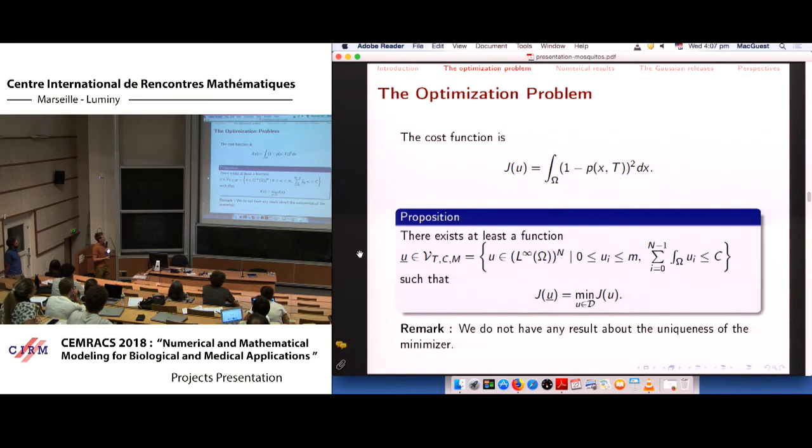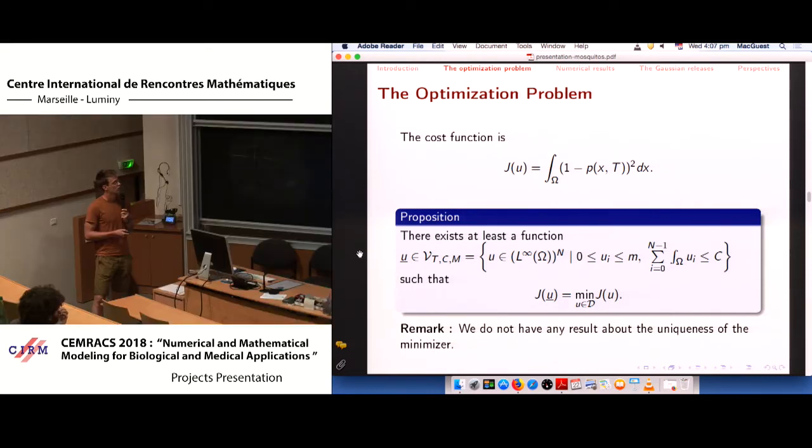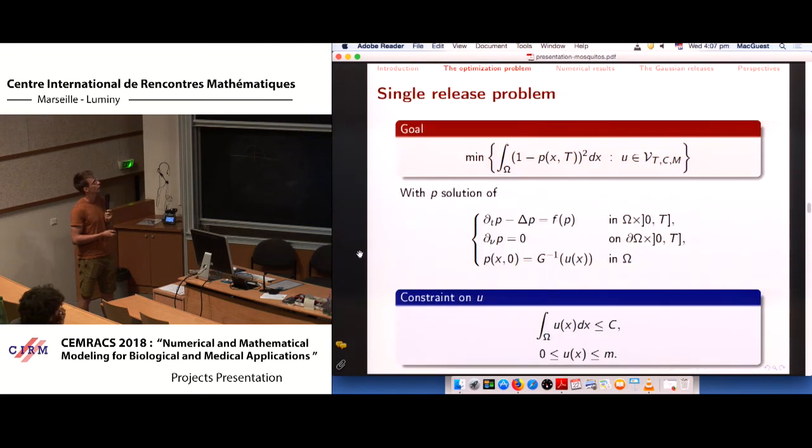Fortunately, there exists a solution, a minimizer of J, in the set of functions that we consider, but we do not have any result about uniqueness. And for symmetry reasons, I think that it's not true. And so, to sum up what I've said, the goal is to minimize this functional, where p is the solution of this equation. Okay, here we only treat one release.